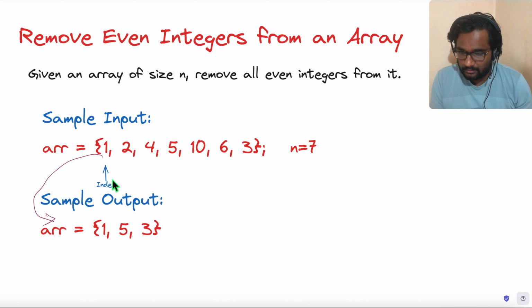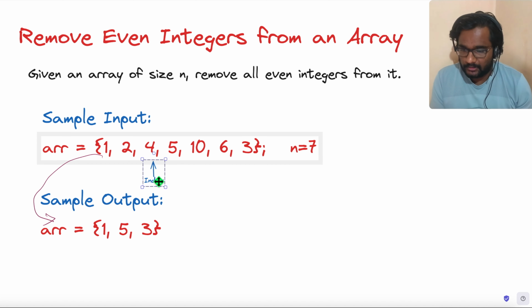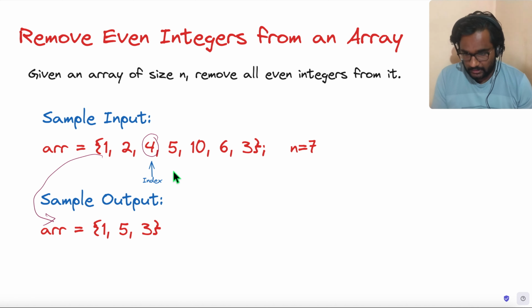Next we'll iterate to the next element, which will be 2. This is an even element, so we'll ignore this element. We'll not add it to the output array. Then again we'll proceed further with the next index. The value will be 4, and we'll not include that because again this is an even number.